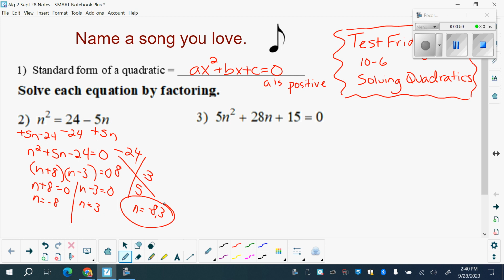So what do we do on number 3? Is that in standard form? Yes. So what do we do to solve it? We're going to factor it. We're going to make our x. Again, what goes on the top?